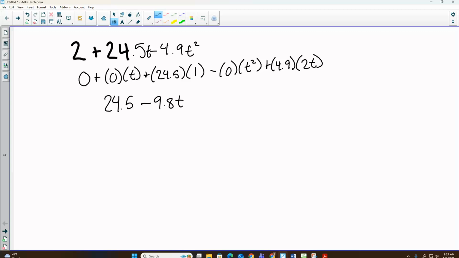So now to get that at 2 and 4 seconds, we plugged in the 2 and we plugged in the 4. When you plug in the 2 you get 4.9.